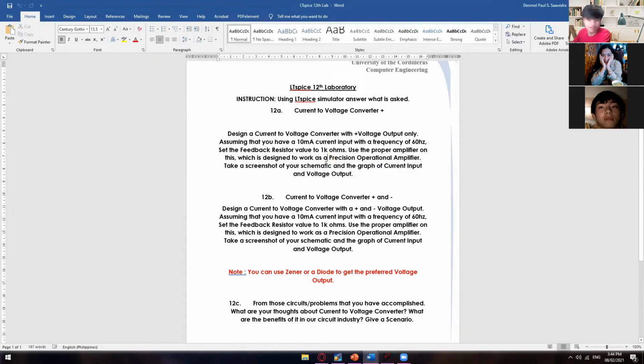And then for the 12B, actually, I have already answered the 12B, since this one's just like a bonus already. So for 12B, I should see a current to voltage converter circuit, and of course having a voltage output of positive and negative. I've added a hint here on how you will make this one, or how you will filter out the negative waveform. You can use a Zener diode or just a diode to get the preferred voltage output.